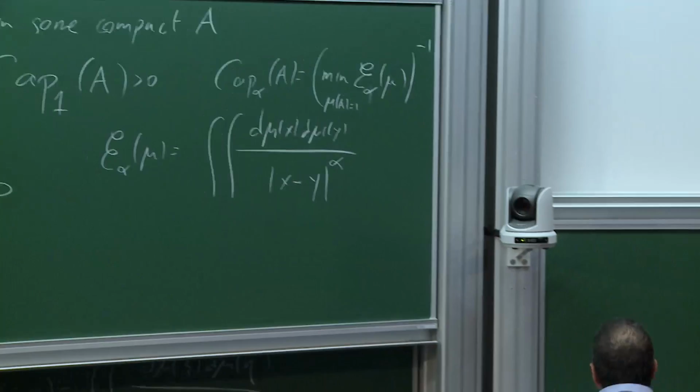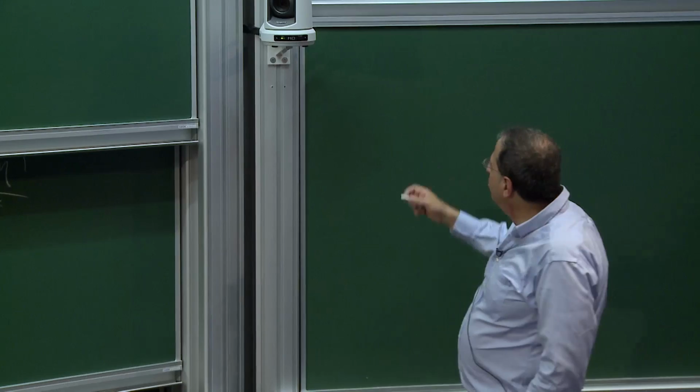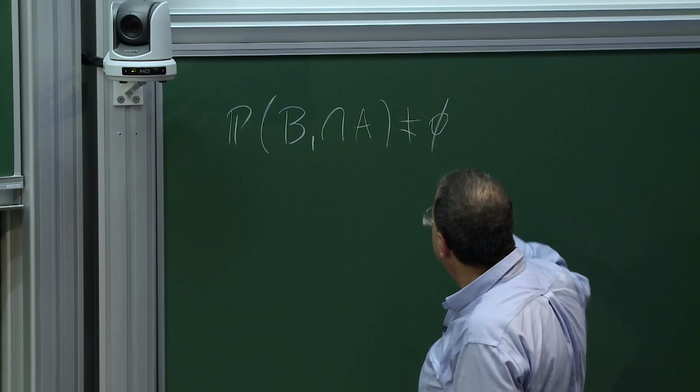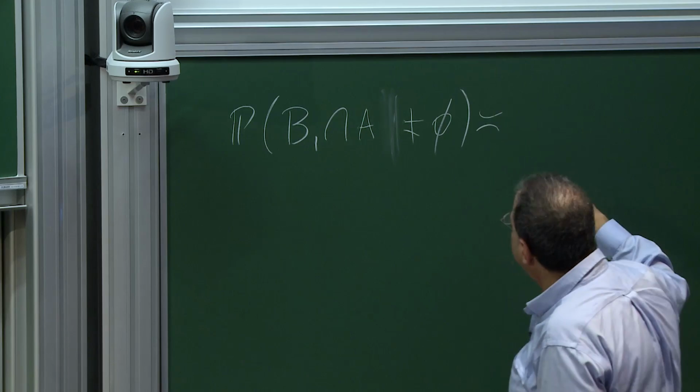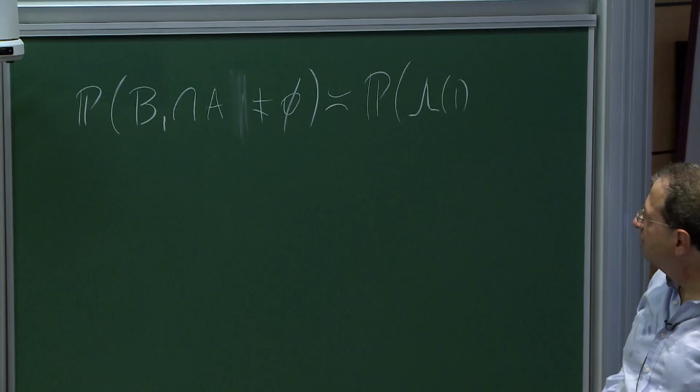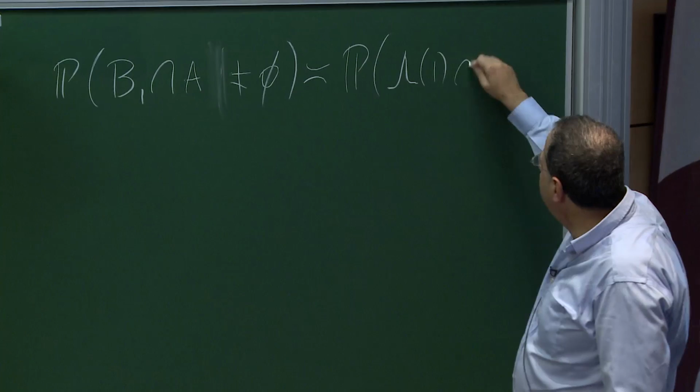So putting these together, say with Kakutani's theorem, we see that the probability that the Brownian motion, let's call it just B1, intersect A is non-empty, is equivalent to the probability that lambda 1, remember, a random set corresponding to the index 1, intersect A is non-empty.